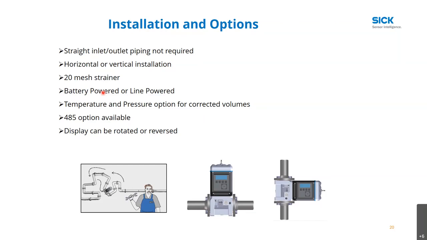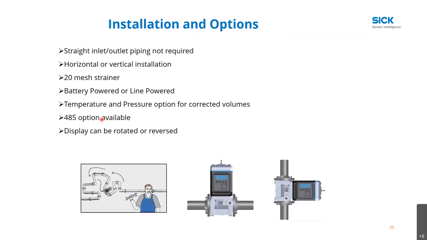There is an option for temperature and pressure. I don't know if you can actually see it, but right here there's a place for a thermowell and a temperature probe right in this section. ZIC has temperature and pressure transmitters that we use, and if you want to opt for that so that you can do corrected volumes, that is an option.